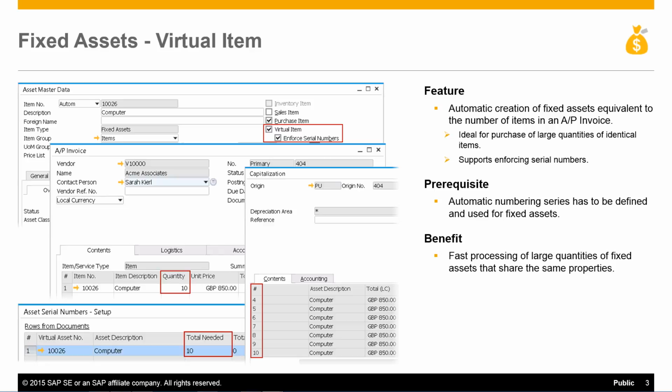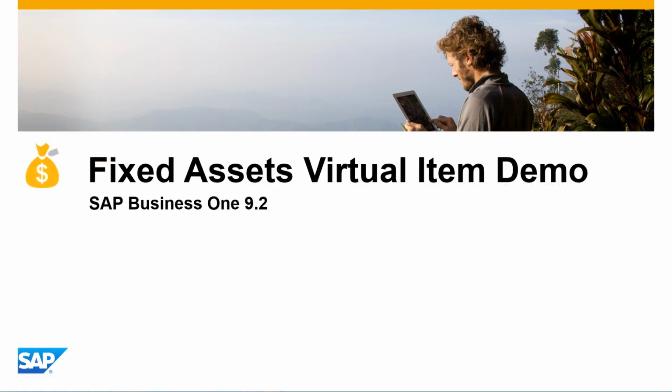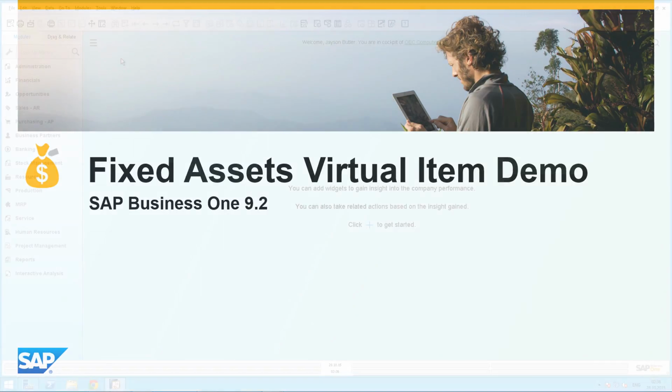So let's have a look at a typical business scenario that uses the virtual item for fixed assets. OEC Computers purchase 5 computers for their own use, and these will be recorded as fixed assets. To process the purchase more efficiently and easily, the accountant at OEC Computers uses a template item to purchase multiple identical items in one transaction. Let's see how this example is executed in SAP Business One Release 9.2.